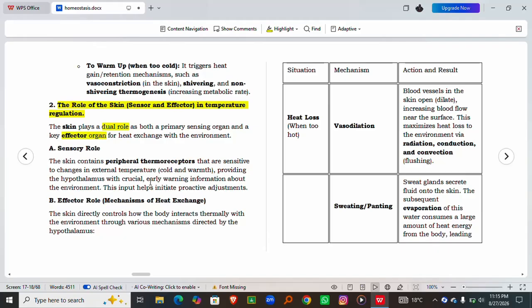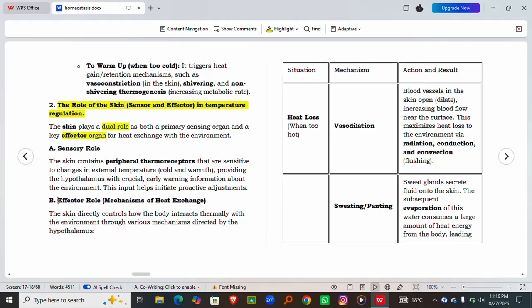So it plays a sensory role. The skin contains the peripheral thermoreceptors that are sensitive to changes in external temperature. The sensory receptors to cold and warmth, we call them thermoreceptors. It sends this message to the hypothalamus. That means there are sensory neurons that send this information to the hypothalamus in the brain, informing the brain. That is one role that it plays, the sensory role, sensing the changes in external temperature.